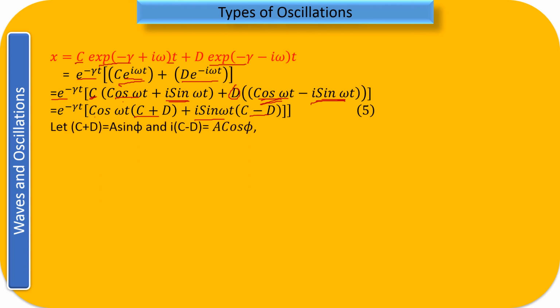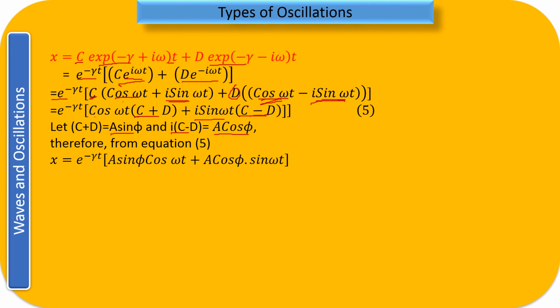Now let us suppose C plus D equals A sin phi. This again I have shown you in the phasor relationship, how it comes. And I times C minus D equals A cos phi. Because if you go back there, you see it was C minus D equal to minus A cos phi, you can still see it there. So this is what I have done here. C plus D equals A sin phi, and I C minus D equals A cos phi, right? So substitute the values of C plus D and C minus D in your equation number 5.